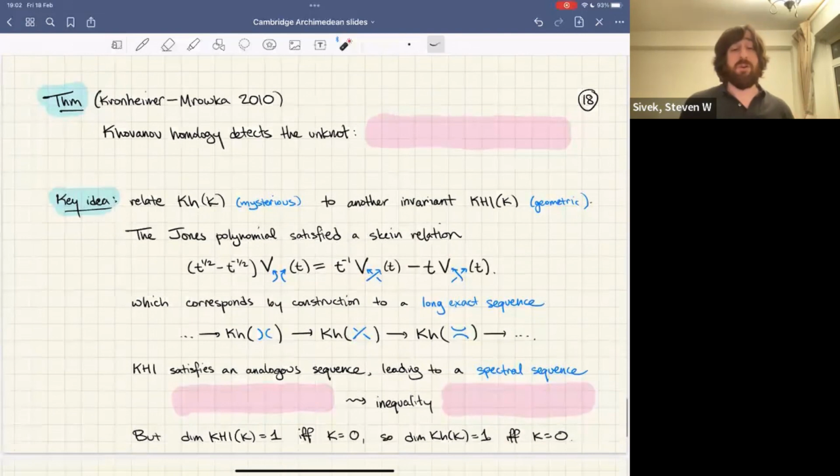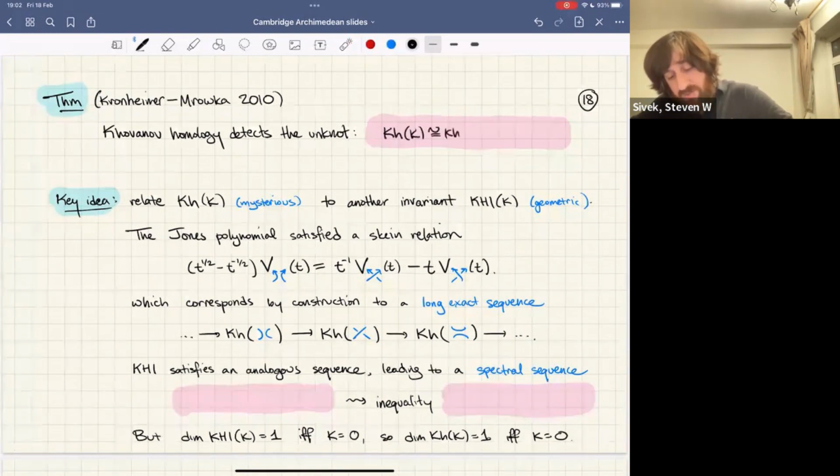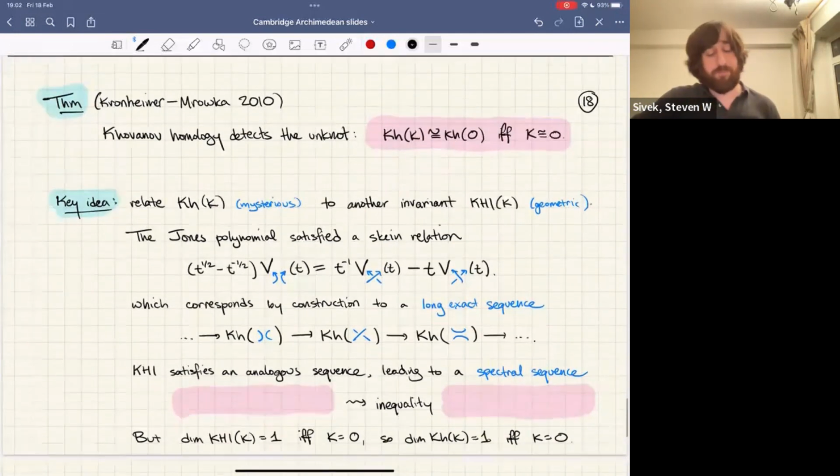And finally, we come back to our initial question about knot detection. We don't know whether the Jones polynomial detects the unknot, but in 2010, Kronheimer and Mrowka proved this theorem that Khovanov homology does detect the unknot. So what that means, just to be precise, is that the Khovanov homology of K is the same as the Khovanov homology of U, maybe I'll draw it as a circle, they're the same as bigraded groups if and only if K actually is the unknot.